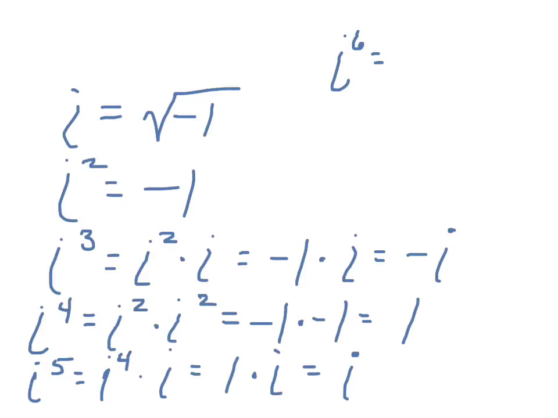Okay, what two numbers would add up to be 6? 3 and 3, or 5 and 1, or 4 and 2? Those are easier. i to the 4th times i squared. Well, i to the 4th was positive 1, and i squared was negative 1. What's positive 1 times negative 1? Negative 1.